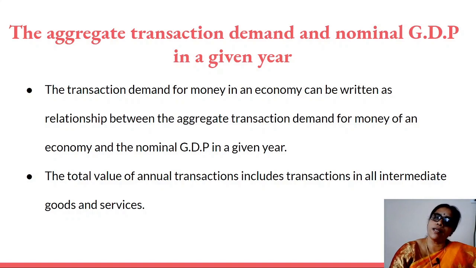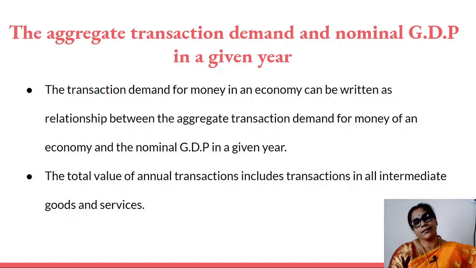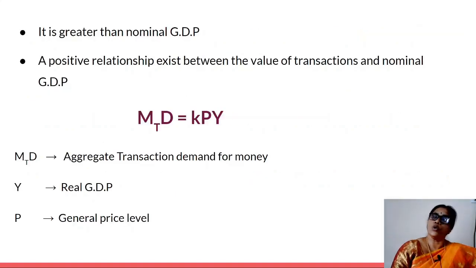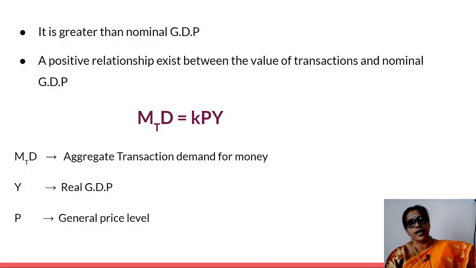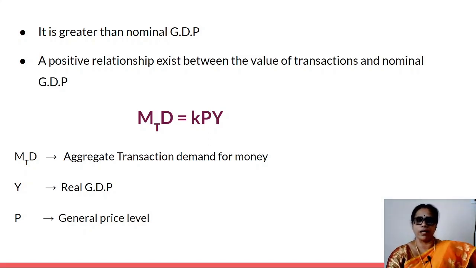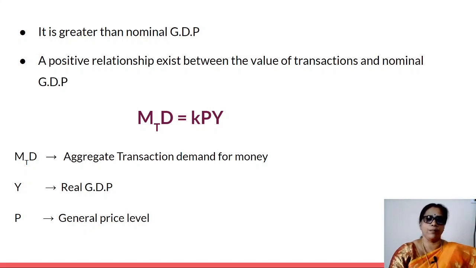Now the transaction demand for money in an economy can be written as the relationship between the aggregate transaction demand for money of an economy and the nominal GDP in a given year. The total value of annual transactions includes transactions in all intermediate goods and services, and it is usually greater than the nominal GDP. So a positive relationship exists between the value of transactions and the nominal GDP. So aggregate money transaction demand is equal to KPY, and that is the general equation. Now finally we have derived the general equation, that is MTD is equal to KPY. MTD is the aggregate transaction demand for money in the economy, Y is the real GDP and P is the general price level or GDP deflator.